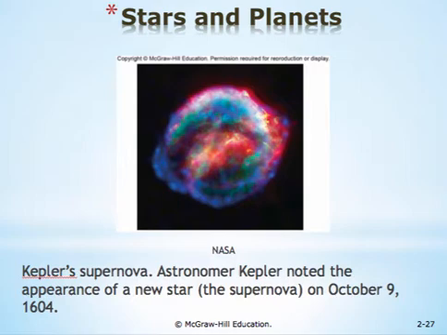Kepler's supernova. An astronomer named Kepler noted the appearance of a new star, which is the supernova, on October 9th, 1604.